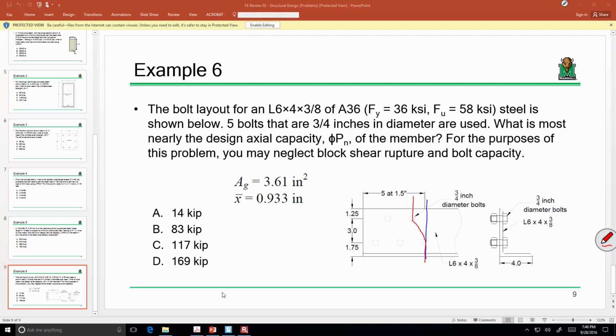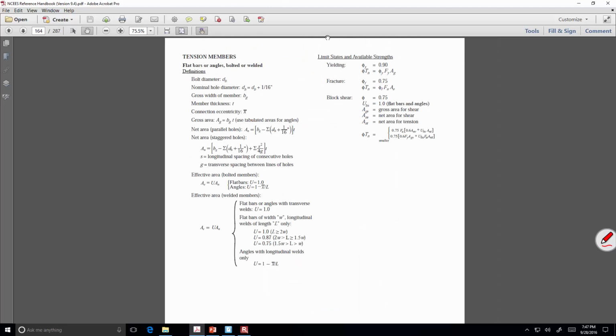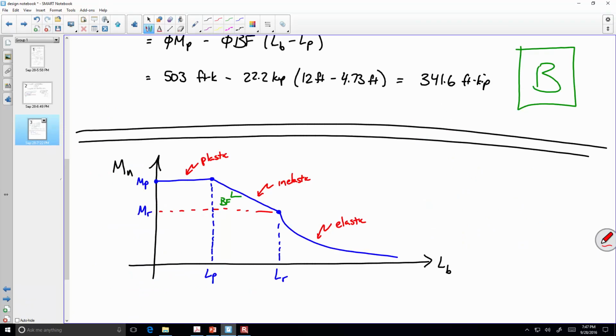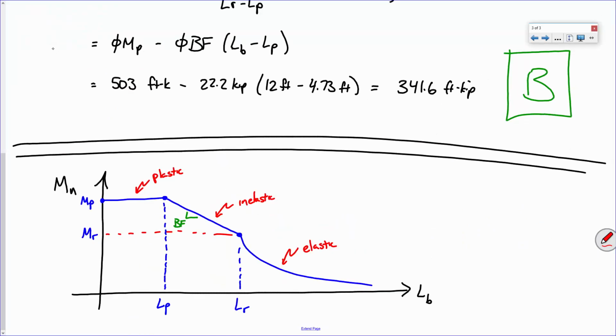Okay? Now, going to the manual, if I look at the capacity, if I ignore block shear, I have 2 capacities that I need to check. The capacity of the member in yielding and the capacity of the member in fracture. Okay? So let's take each of these one at a time. Now the yielding capacity is really simple.